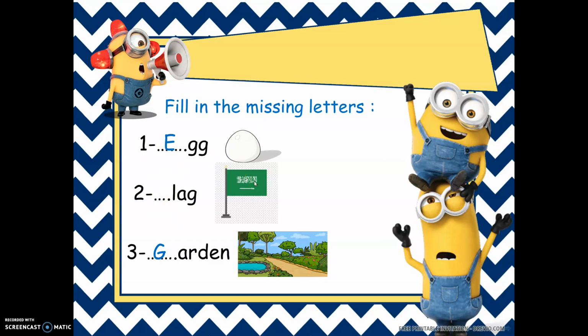I can see a Saudi flag, or let's say a Saudi Arabia flag. F-L-A-G. Then, number three, what can you see? I can see a garden. G-A-R-D-E-N. Now, let's make a sentence using the word garden.